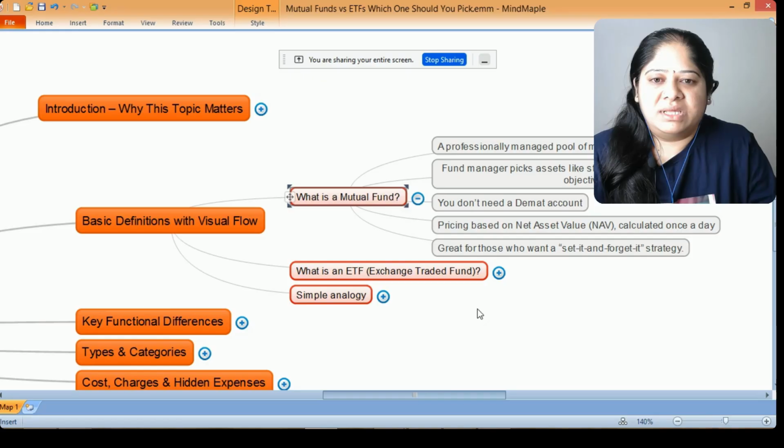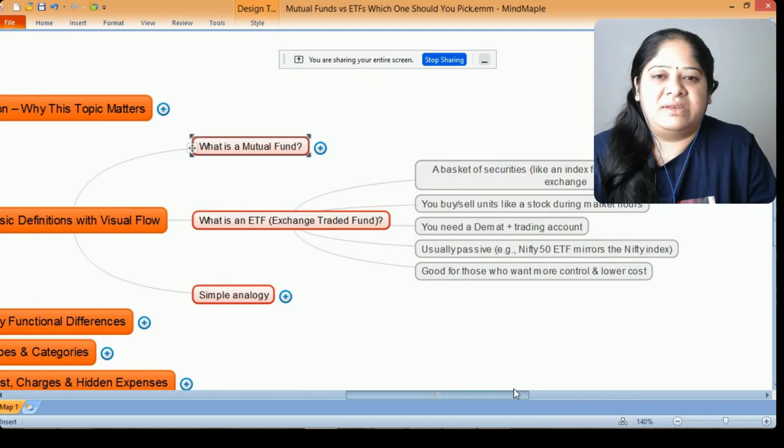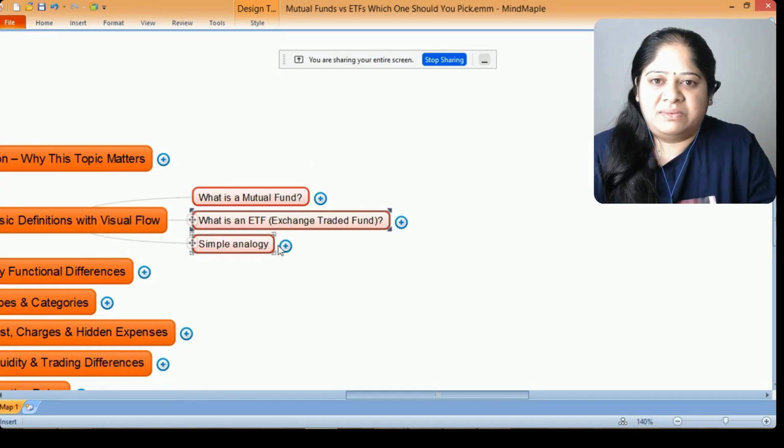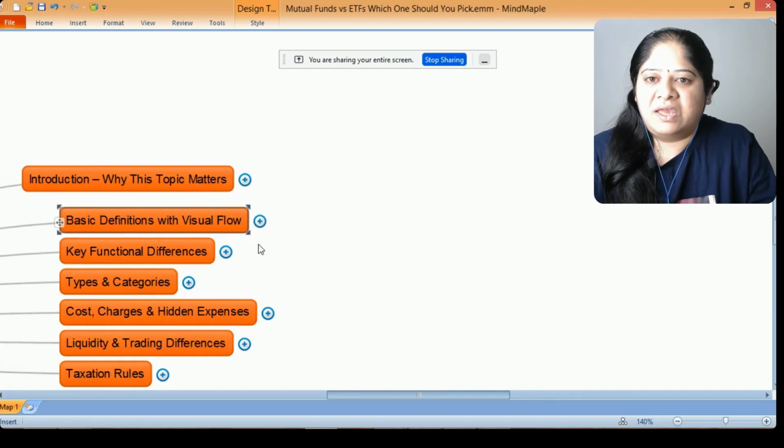What is an ETF, exchange traded fund? A basket of securities like an index fund, traded on the stock exchange. You buy and sell units like a stock during market hours. You need a demat plus trading account. Usually passive, for example, a Nifty 50 ETF mirrors the Nifty index. Good for those who want more control and lower cost. Simple analogy: a mutual fund is like Ola with a driver, whereas an exchange traded fund is like self driving your own car.